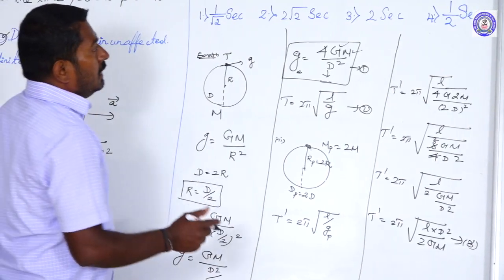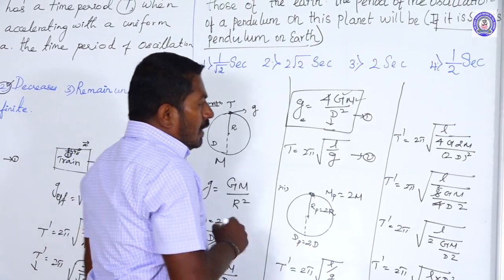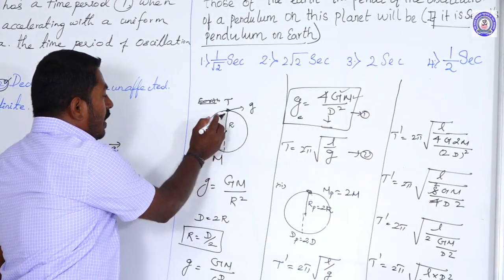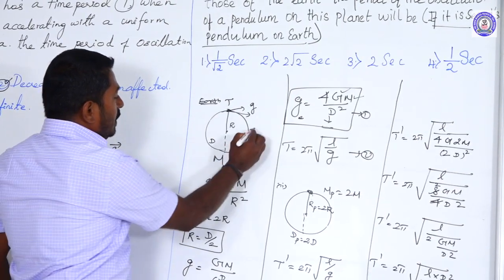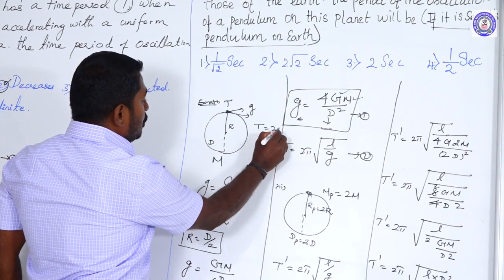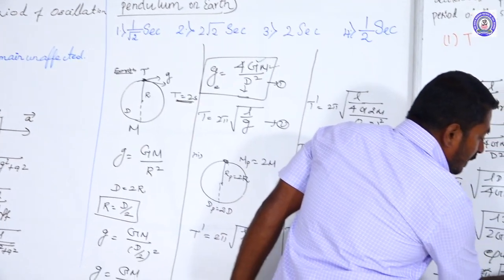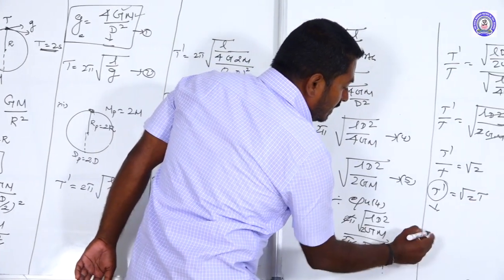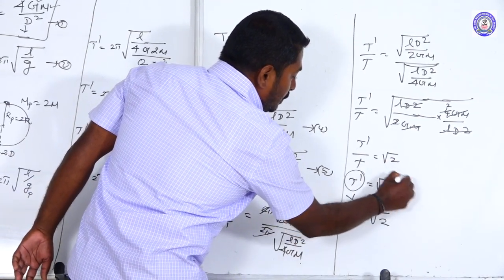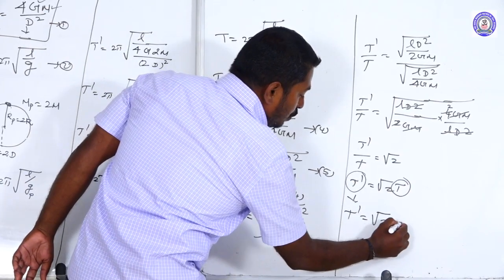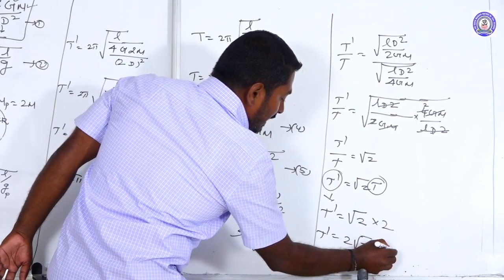So here notice that if it is a seconds pendulum on the Earth surface, if time period of oscillation of a simple pendulum on the Earth surface, in the case of a seconds pendulum, time period is 2 seconds. So time period of oscillation of a simple pendulum on the imaginary planet T prime is equal to root 2 T. In that case, seconds pendulum on the surface of the Earth time period is 2 seconds, so T prime is equal to 2 root 2 seconds.